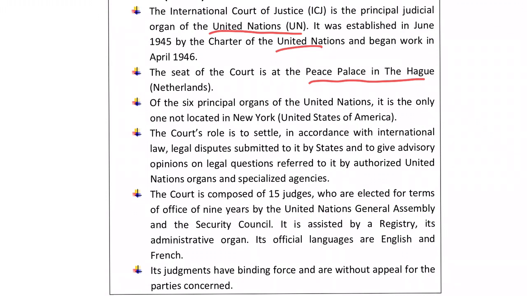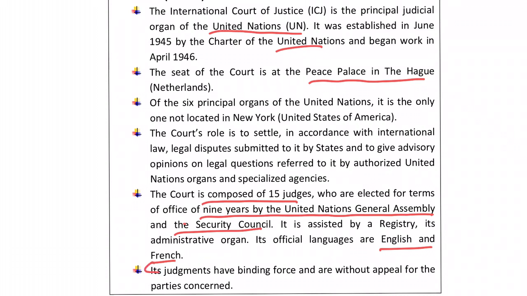States. Right? The court's role is to settle, in accordance with international law, legal disputes submitted to it by states, and to give advisory opinions on legal questions referred to it by authorized United Nations organs and specialized agencies. Then the court is composed of 15 judges. This is very, very important. They may change this. They are elected for terms of office of 9 years by the United Nations General Assembly and the Security Council. It is assisted by a registry, its administrative organ, and its official languages are English and French. Its judgments have binding force and are without appeal for the parties concerned.